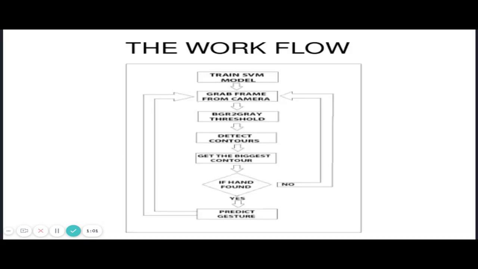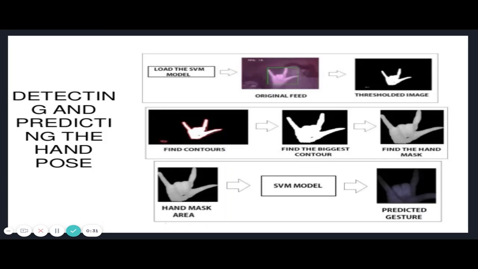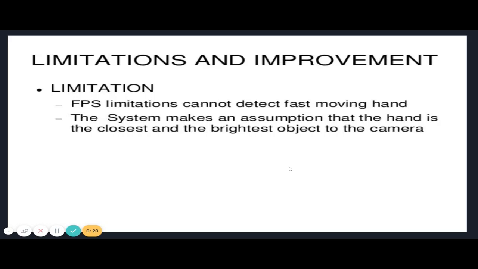Then the workflow of the system is: train the SVM model, then grab a frame from the camera, convert BGR to gray, then threshold, detect the contour, and get the biggest contour. If a hand is found, then it will predict it, otherwise it will go back again to grab the frame. Detecting and predicting the hand pose, like you can see these are the poses we have, and the process will happen.